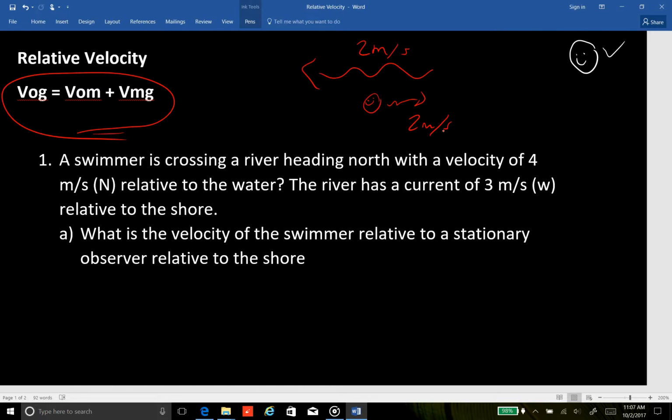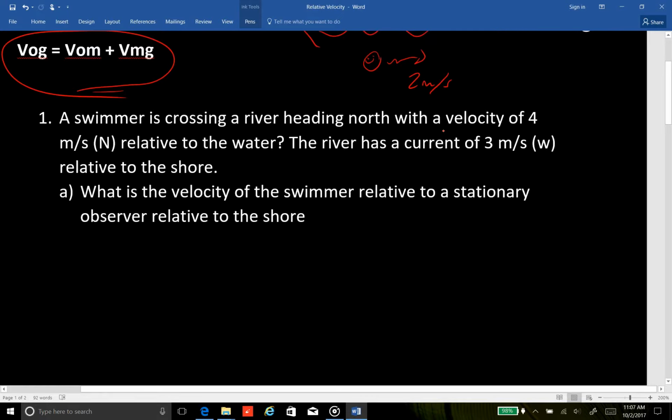Okay? So we got a swimmer traveling north. So what would that look like? So let's draw a river. So here's my river. So there is the shore. There is the other shore. Okay? The swimmer is going to start off traveling north. So their velocity would look like this, which is 4 meters per second. Now imagine that there was no current, okay? Then that would be the end of the story.